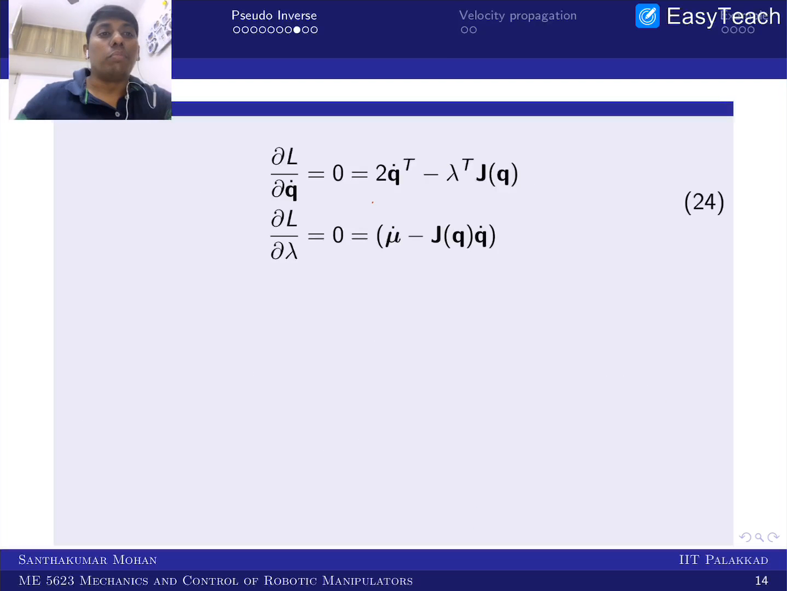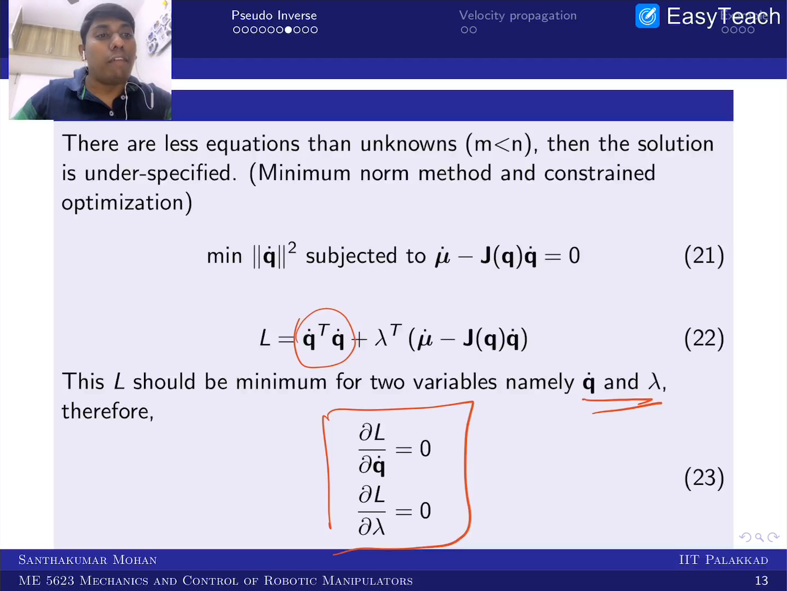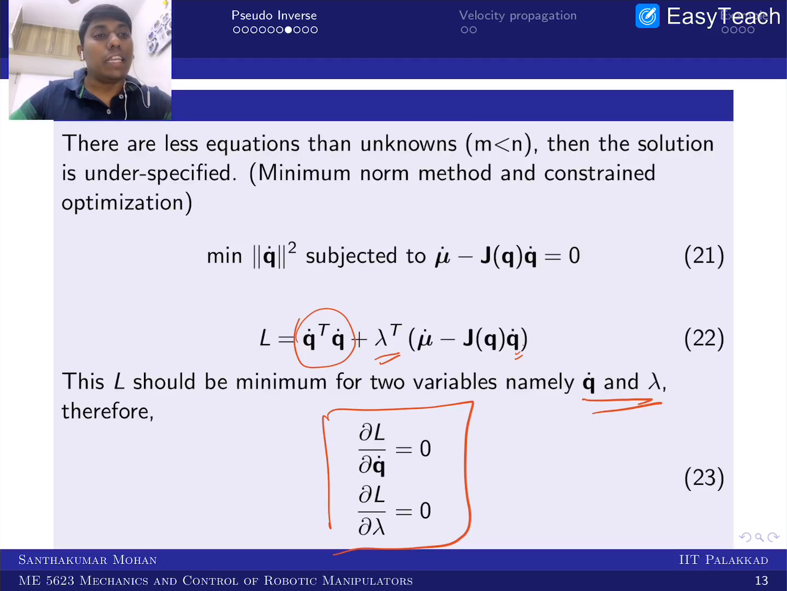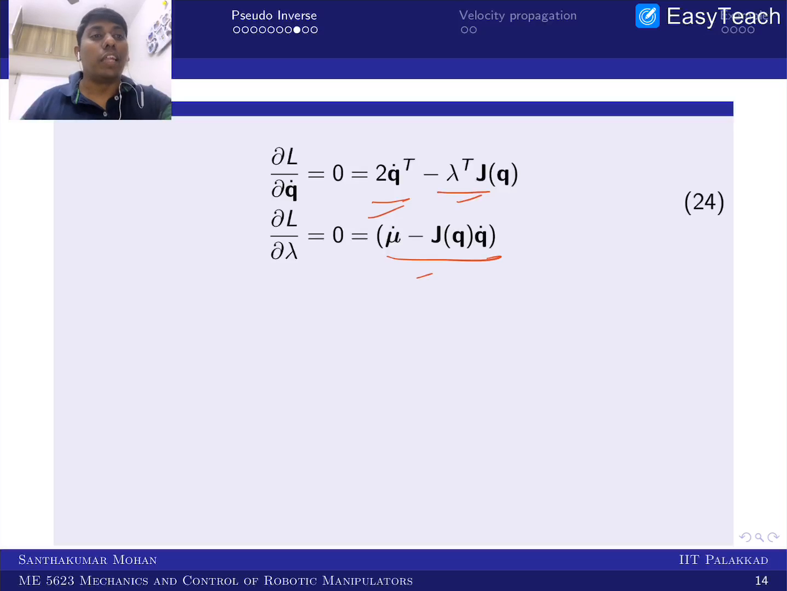Okay, so that is what we are getting, and you can see that in this case also we have one q dot and lambda transpose into J of q, and there is a minus sign. Okay, that is what we got. So this is supposed to be equal to 0, and when we take only the partial derivative with respect to lambda, you can see this is the only equation and this whole equation will come. So that is what we are taking.